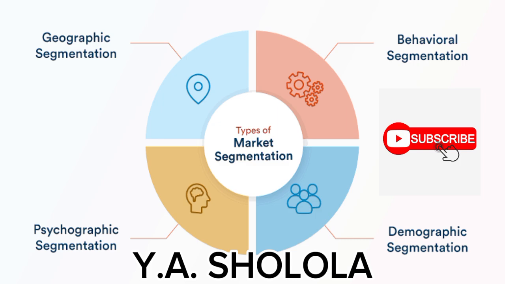So we have an assignment for this class. For your assignment, I would like you to choose a product or service you're familiar with and identify how it could be marketed using the four types of segmentation we discussed for this session. Consider a specific consumer segment and think about how demographic, geographic, psychographic, and behavioral factors would influence the marketing strategy.